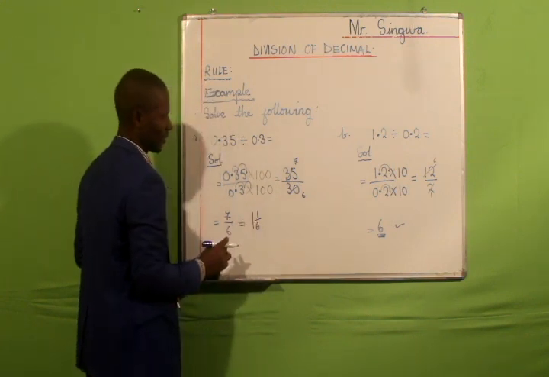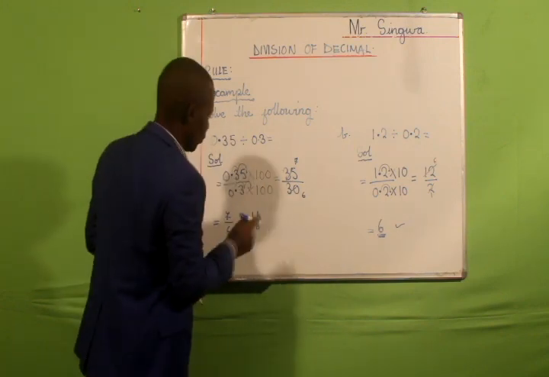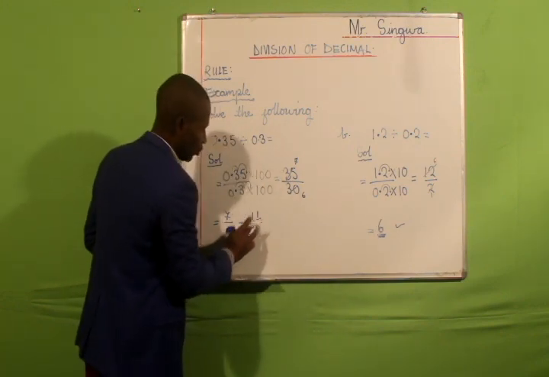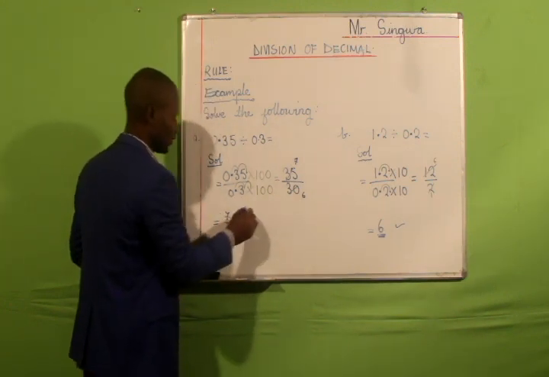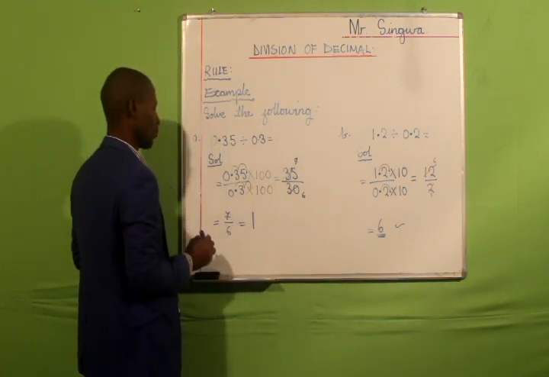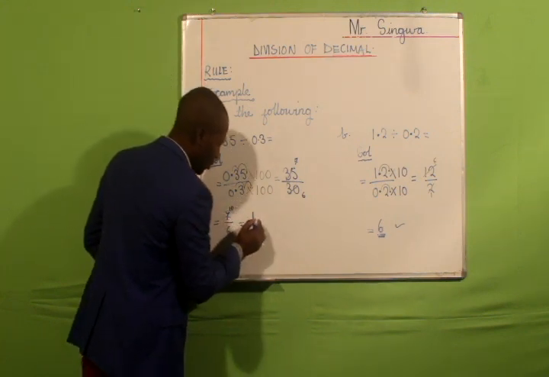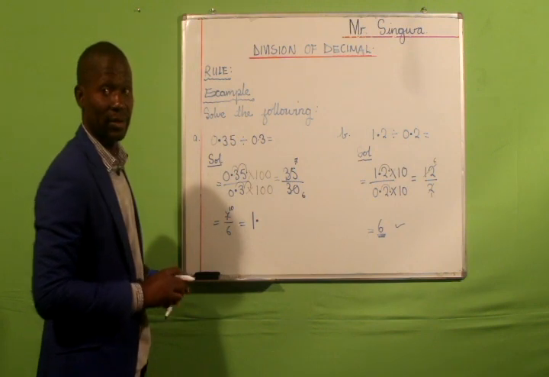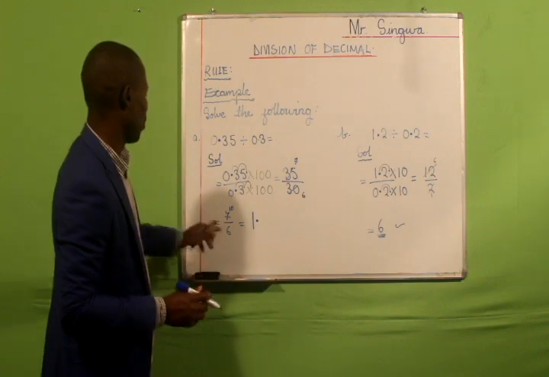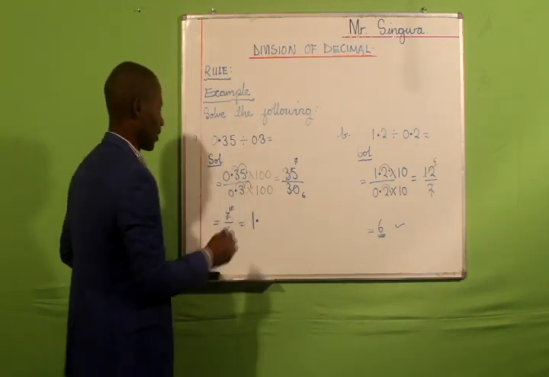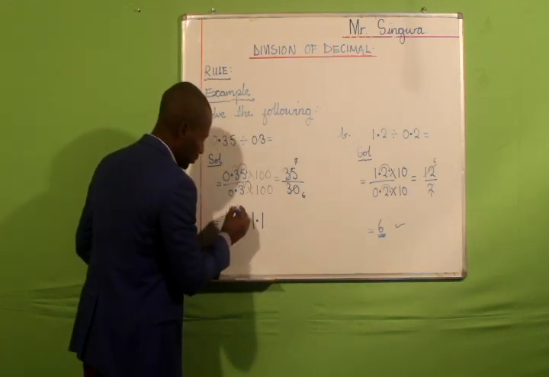Now this is in fraction form. If this is supposed to be taken out into decimals, you say how many times can 6 go into 7? That is 1, remainder 1. Now to that remainder you add 0. The moment you add 0 to the remainder, you put the point there. Now, how many times can 6 go into 10? It's 1 also, and the remainder is going to be 4.